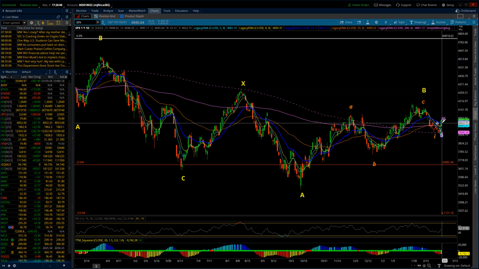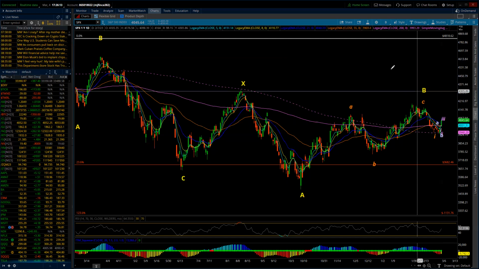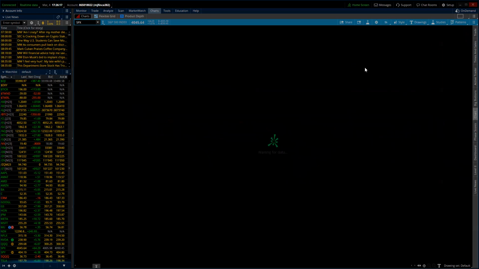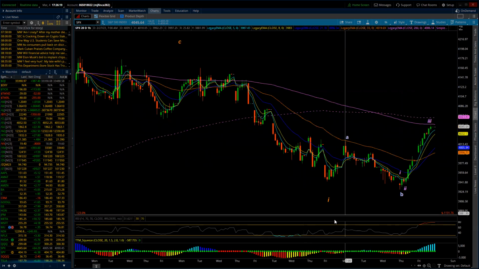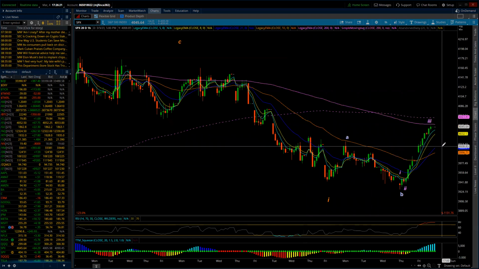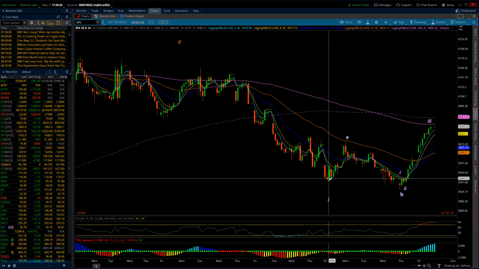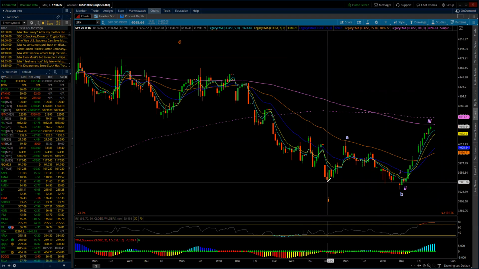Remember, waves 1, 3, and 5 will be down. 2 and 4 will be corrective. We're still in 2. And within that, this is where it kind of can get interesting. Here on the SPX we have the bottom of minor wave 1.